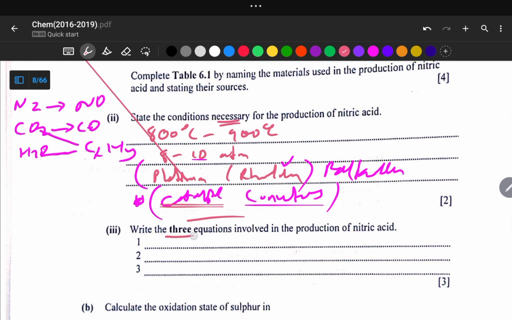The next question says write any 3 chemical equations for the reaction. We say it is the catalytic oxidation of ammonia.